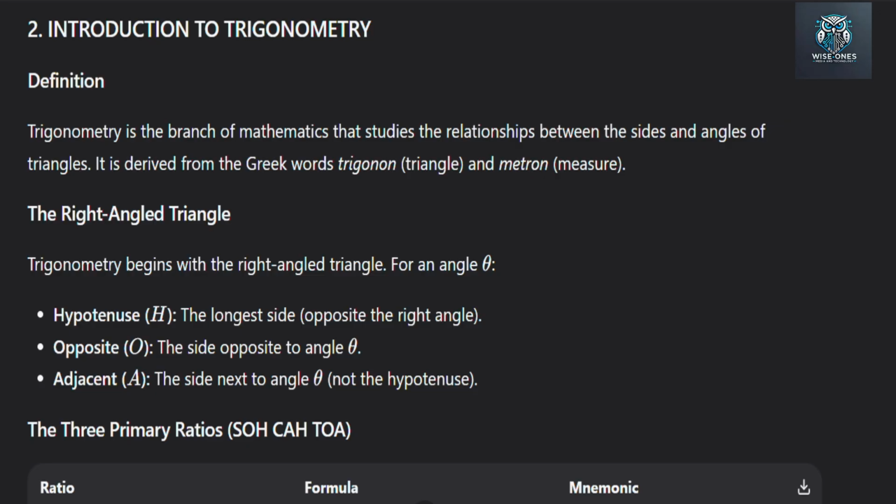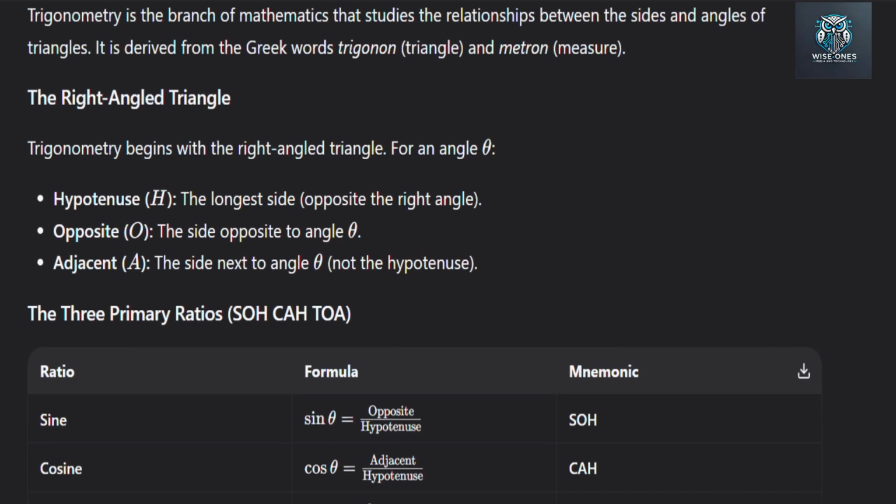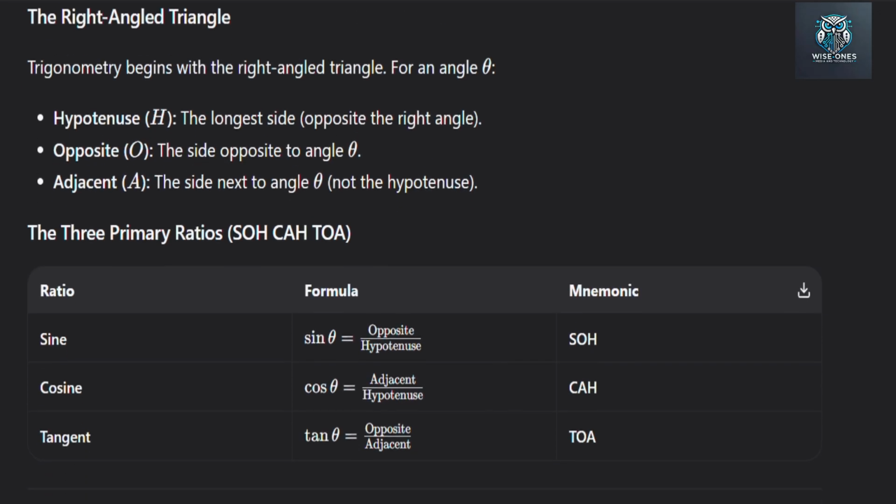For any angle theta in this triangle, we have 3 sides. The first side is the hypotenuse. This is the longest side. It is always opposite the right angle. The second side is the opposite. This is the side opposite to the angle theta. The third side is the adjacent. This is the side next to the angle theta, but it is not the hypotenuse.